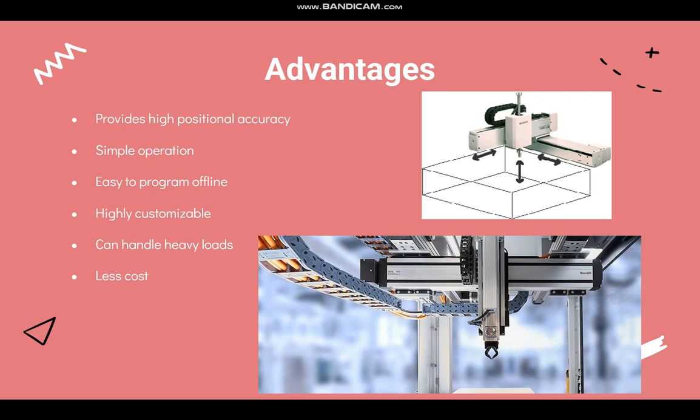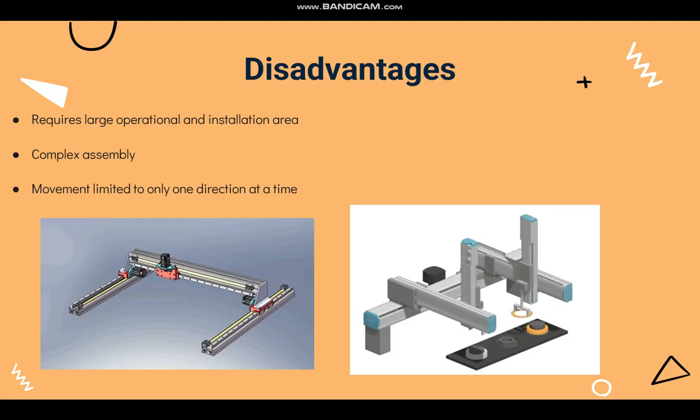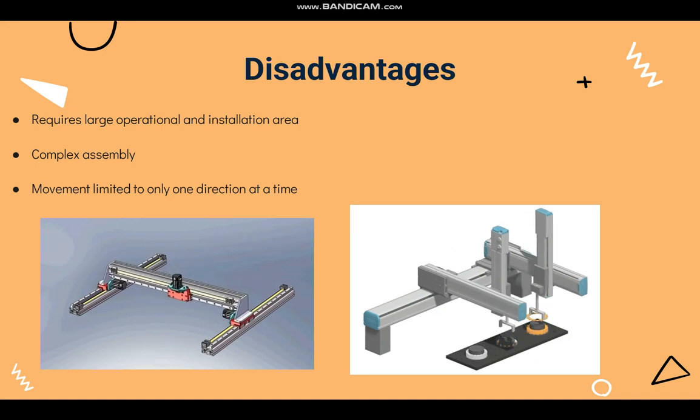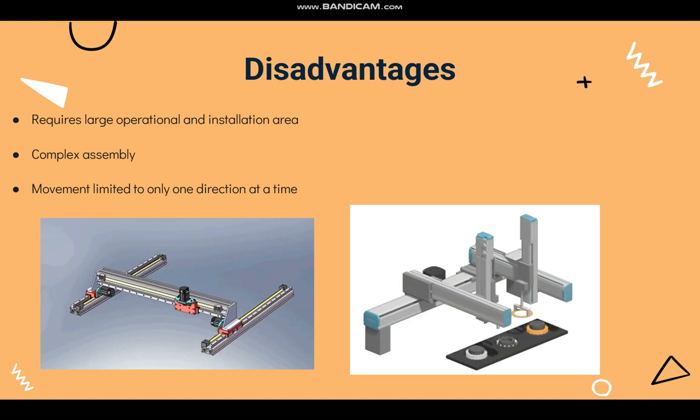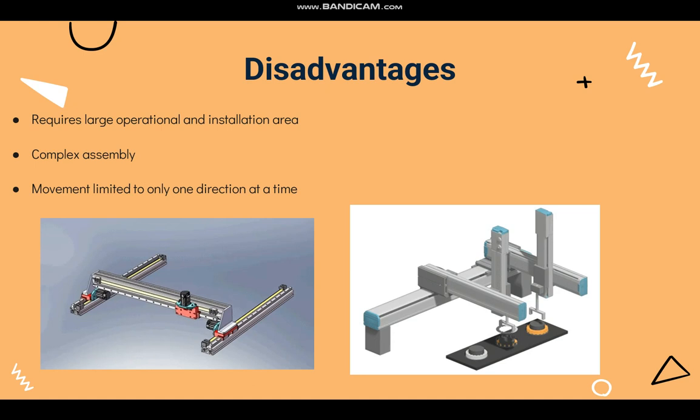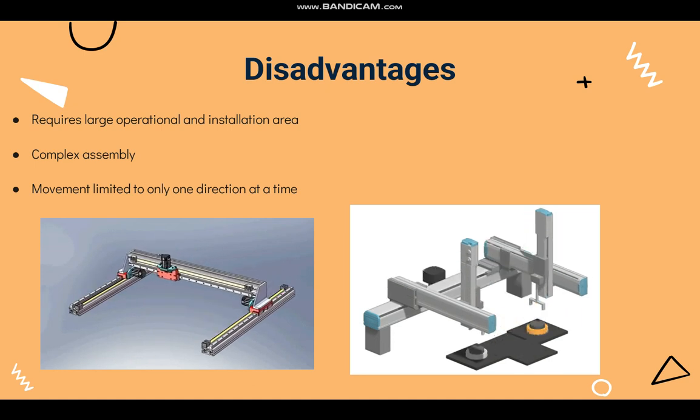The advantages: provides high precision and accuracy. It is simple to operate, easy to program offline, highly customizable, can handle heavy loads, and is less costly. The disadvantages: it requires a large operational and installation area, complex assembly, and movement limited to only one direction at a time, which means this is a very slow process when using these kinds of industrial robots.